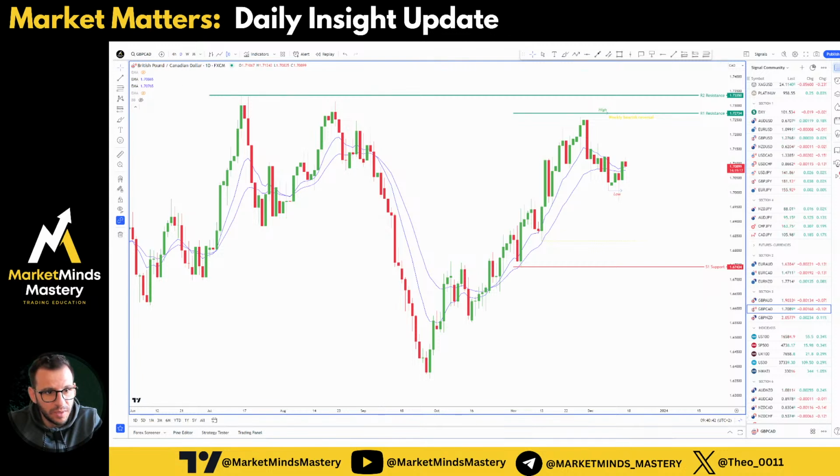Or if some traders were looking at this point here, but again the market made a lower low here, lower high, so this would have been the accumulation area of this move.